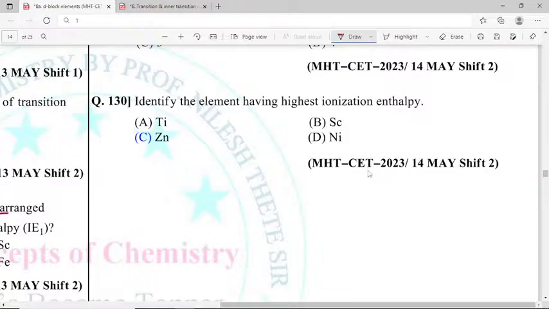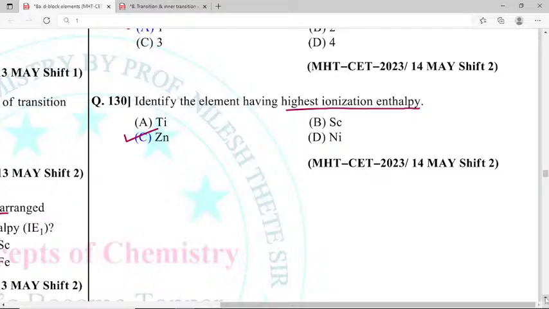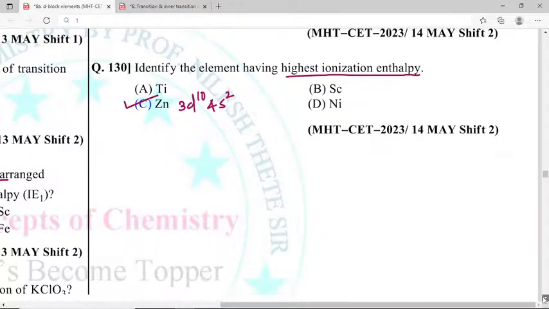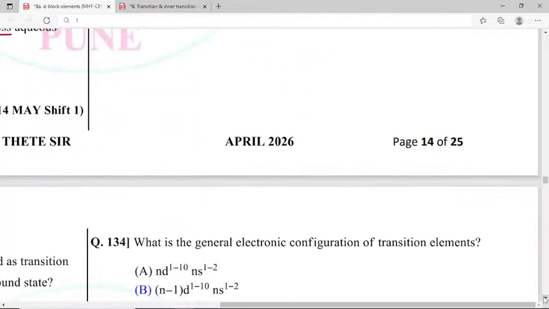Identify the element having the highest ionization enthalpy. The highest ionization enthalpy is zinc due to atomic size. The atomic size of zinc is very small, that's why it has the highest ionization enthalpy. All cells are completed, 3d10 4s2, and all electrons are paired.